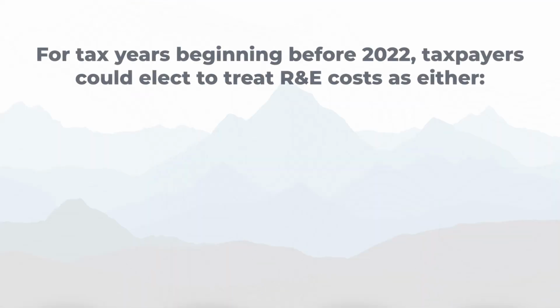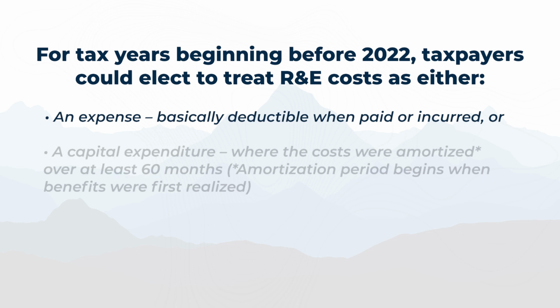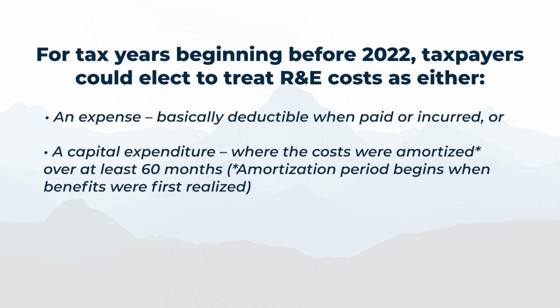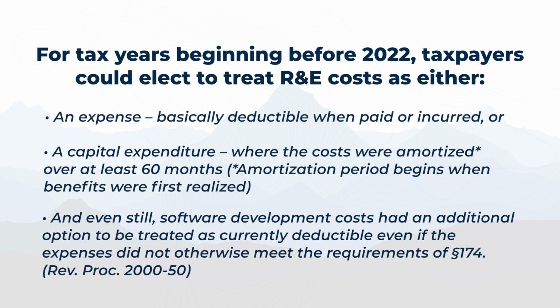For tax years beginning before 2022, taxpayers could elect to treat these costs as either an expense, basically deductible when paid or incurred, or as a capital expenditure, where the costs were amortized over at least 60 months. And even still, software development costs had an additional option to be treated as currently deductible, even if the expenses did not otherwise meet the requirements of Section 174.